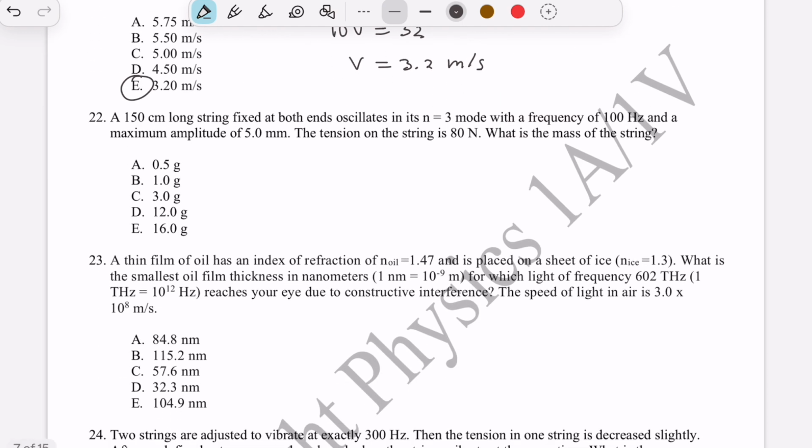22. A 150 centimeter long string fixed at both ends oscillates in its n equals 3 mode with a frequency of 100 hertz and a max amplitude of 5 millimeters. The tension is 80 newtons. What is the mass of the string?